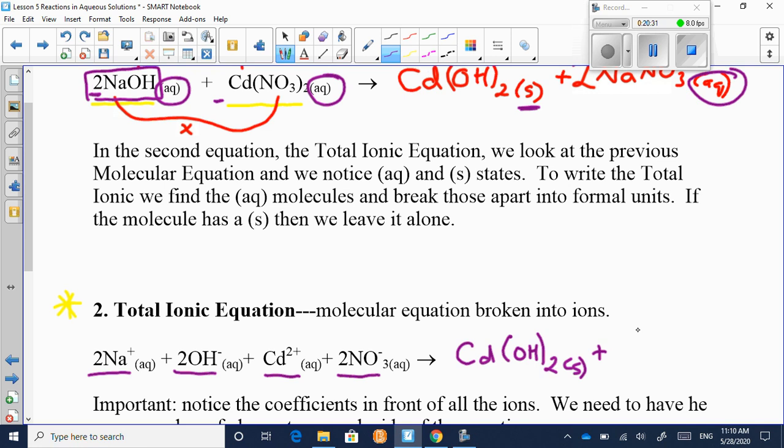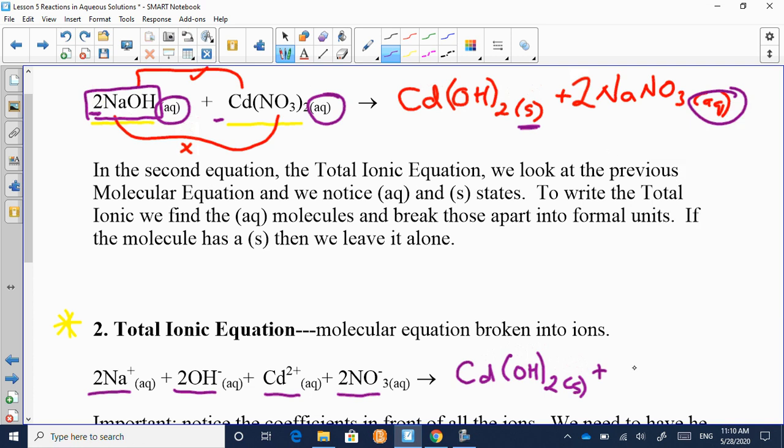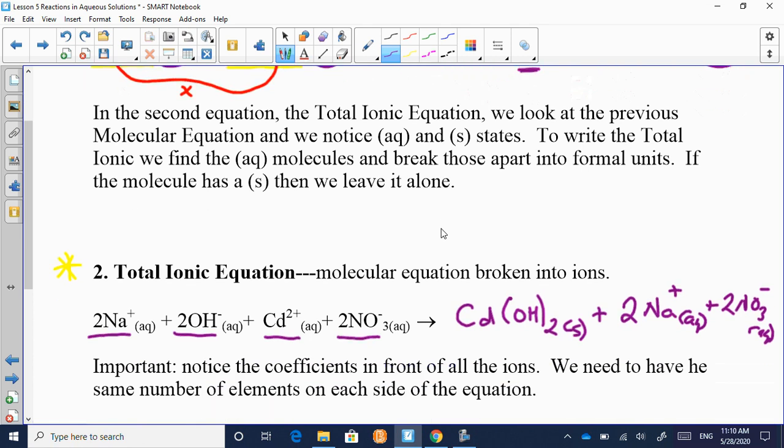So I'll just get rid of this just for a second. Okay, so here we go. It's 2Na+ aqueous plus 2NO3- aqueous. So we've broken it up. Now, one thing I want to emphasize here, it's important to notice the coefficients in front of all of the ions, and sorry, there's a little spelling error there. We have to have the same number of elements on both sides. This total ionic equation still needs to be balanced.